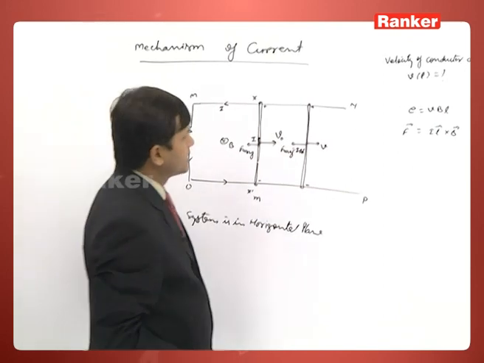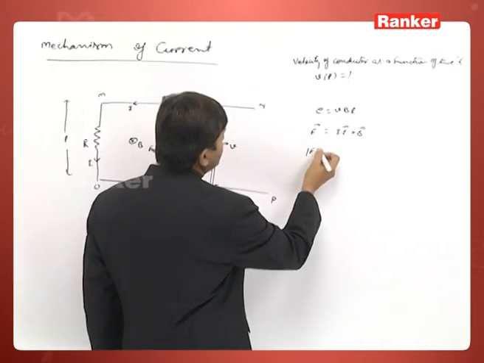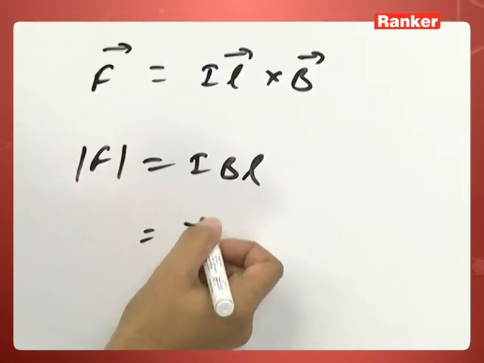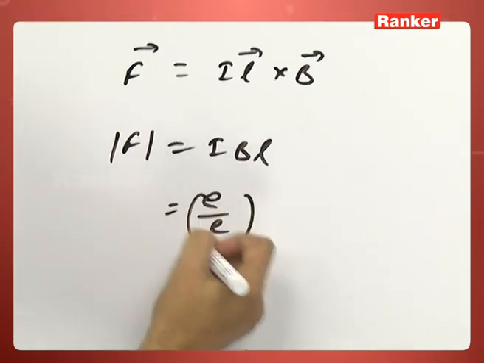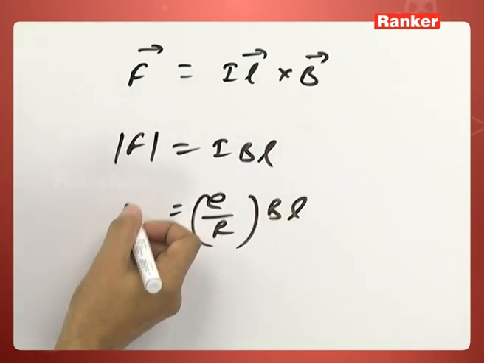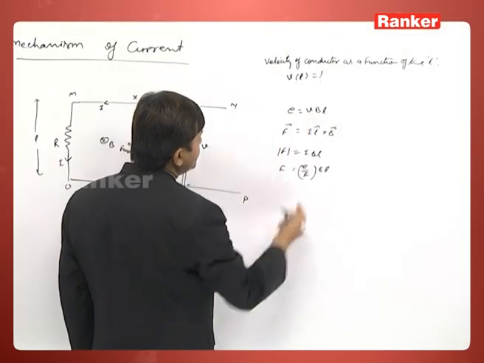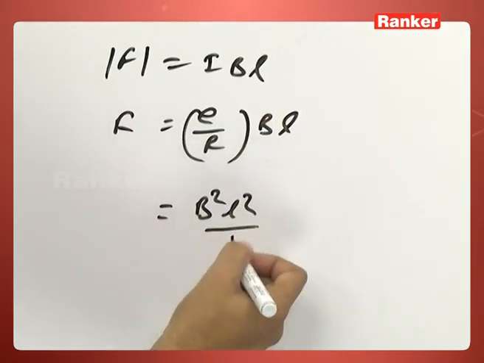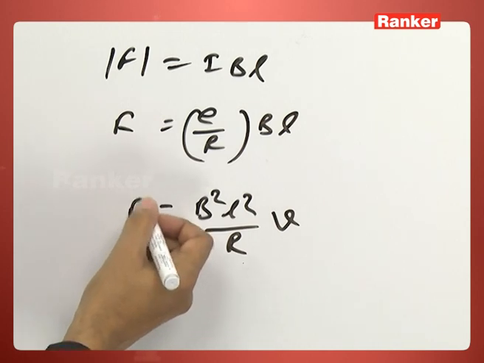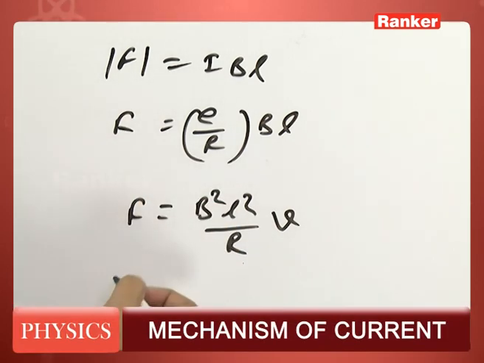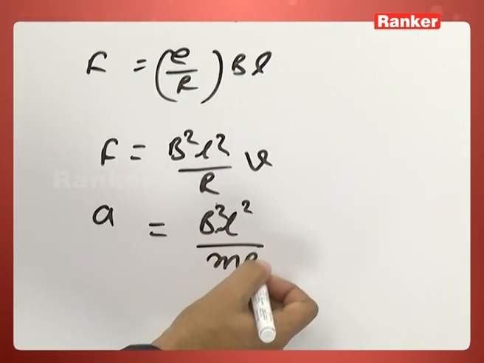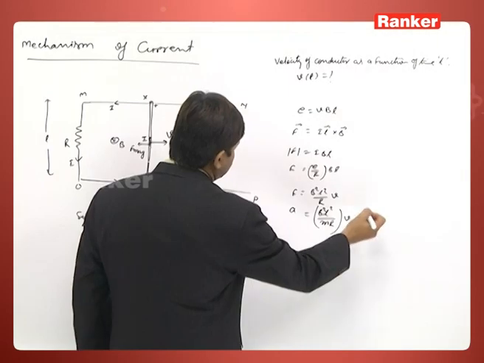So the equation for that: the magnitude of F is IBL, and for I we can have the induced EMF divided by resistance, with the induced EMF being VBL. So we have B squared L squared by R into V. This is the force. So a is equal to B squared L squared by MR into V.